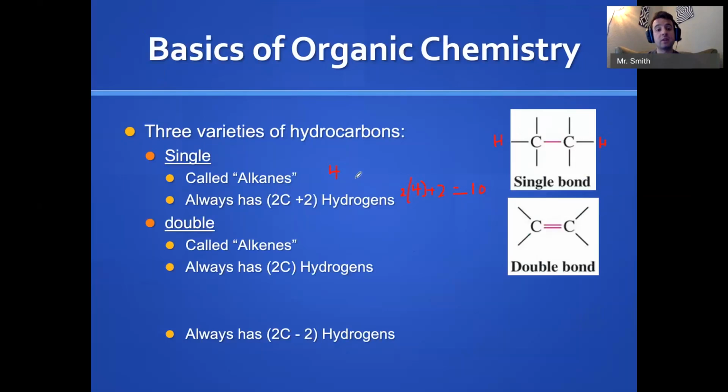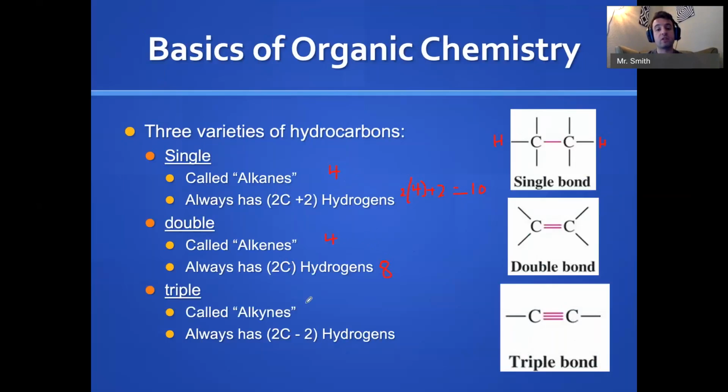Alkenes are when you have a double bond. They always have twice the number of hydrogens as carbons. So in this case, if you have four carbons, you're going to have 8 hydrogens.